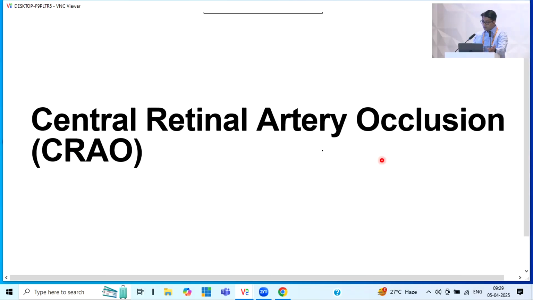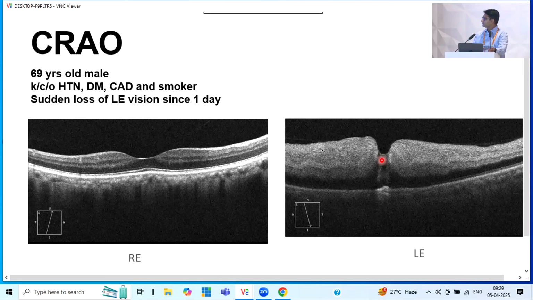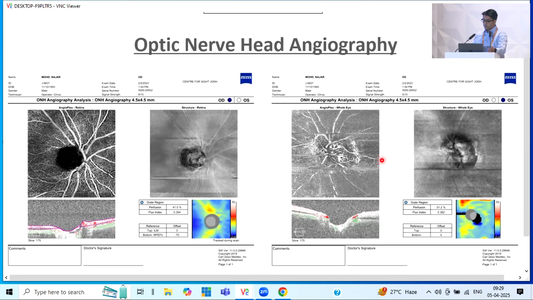In cases of CRAO also I'm doing OCTAs. This is a 69-year-old male who presented to us with a sudden diminution of vision, and on the left eye we diagnosed him to have a CRAO. When you perform an OCTA, this is the right eye OCTA, you see the peripapillary capillaries are completely fine, highly dense. But in the left eye, the peripapillary capillaries are hardly visible, maybe due to edema also, but the peripapillary area is the area which is highly vascular.